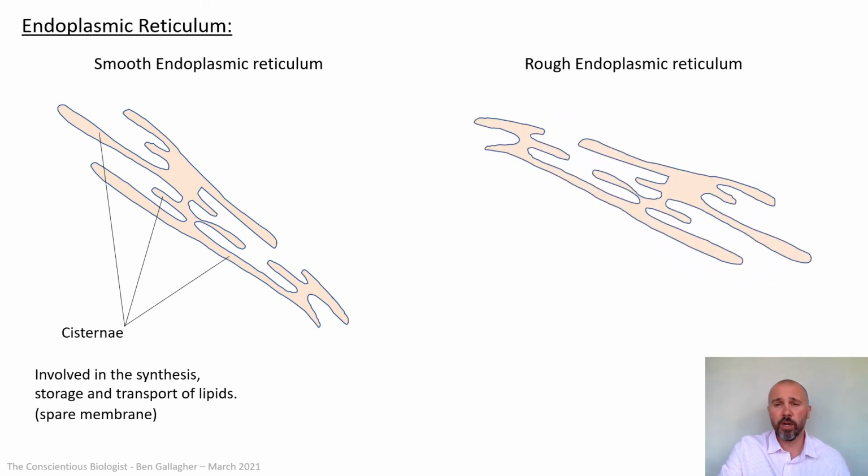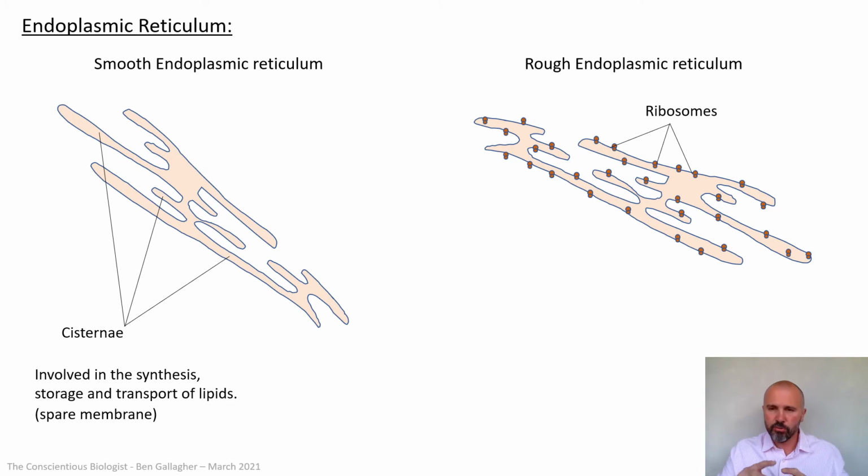The other type is called rough endoplasmic reticulum. Now, looking at the diagram above me, it looks very similar to smooth, but the reason it's called rough is because all over its surface are ribosomes. So if you're looking at it through a microscope, it looks like it's got a really rough surface. So the rough endoplasmic reticulum is the main site of protein synthesis. This is where a lot of the building of the polypeptides happens. But the rough endoplasmic reticulum is also responsible for transporting those polypeptides.